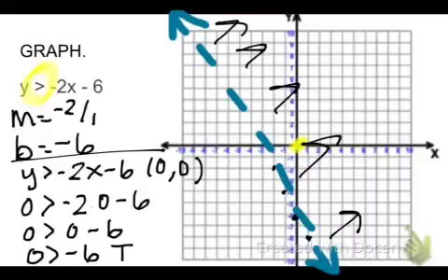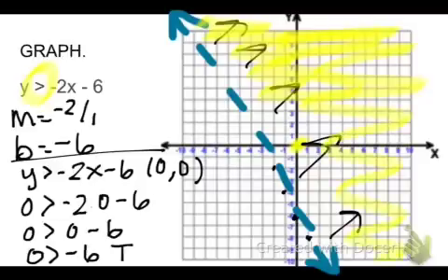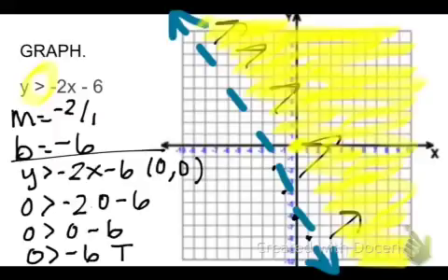So I need to grab my highlighter. Feel free to use your pencil, a pen, highlighter, whatever you have available, and shade that half plane. So anything on the opposite side, so anything below the line, would be considered not a solution. Anything in the shaded yellow region would be a solution.